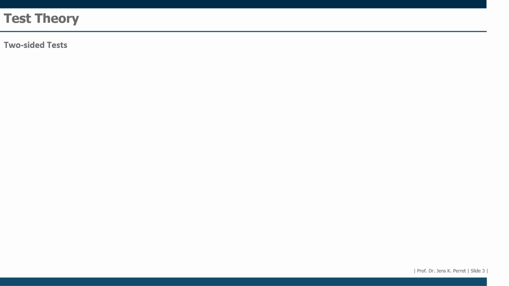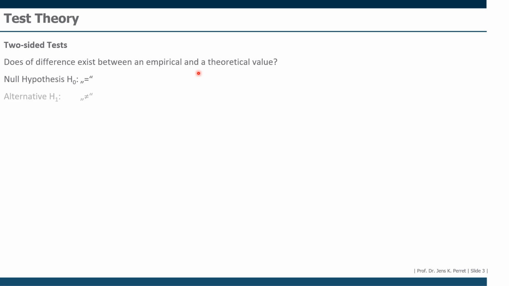However, before we get there, I want to first introduce different types of tests. And here we have two-sided tests. The difference between two-sided and one-sided tests is that it impacts how the null and the alternative hypothesis look. Because with two-sided tests, we're testing whether a difference exists between the empirical and a theoretical value. So here we're working with equality versus inequality. The null hypothesis usually is the equality, the alternative hypothesis the inequality.